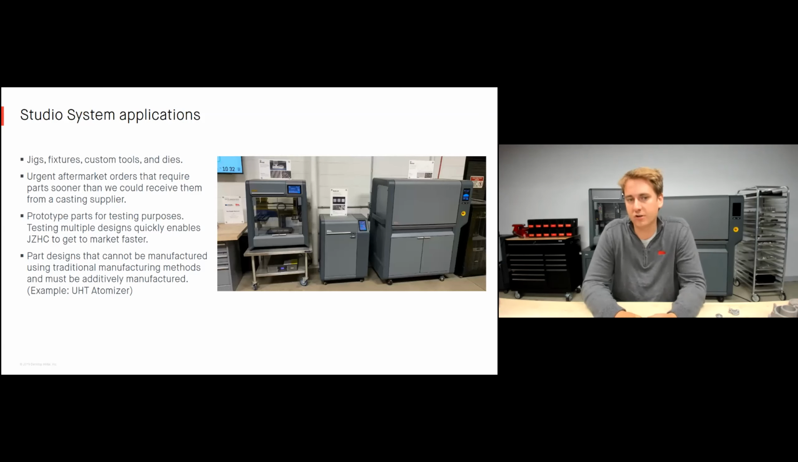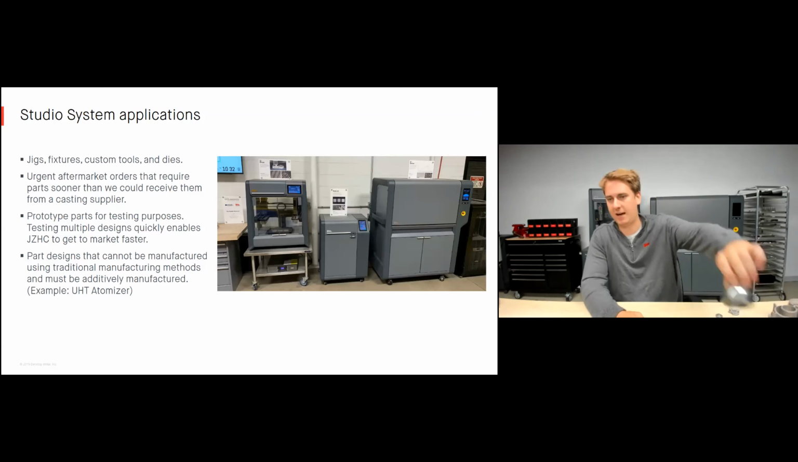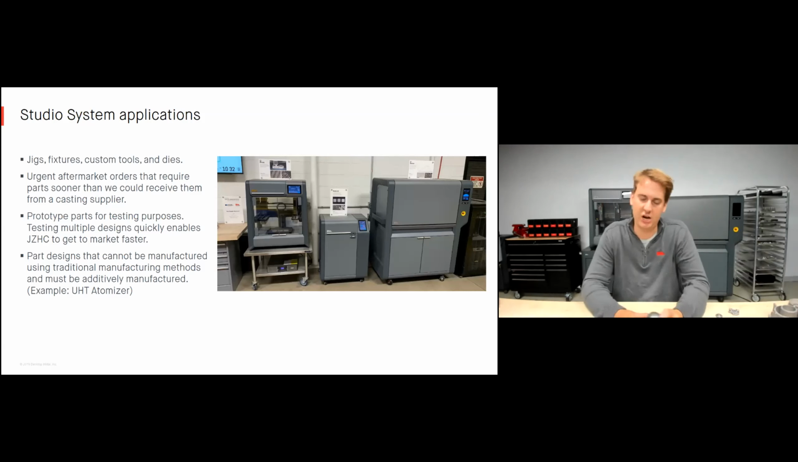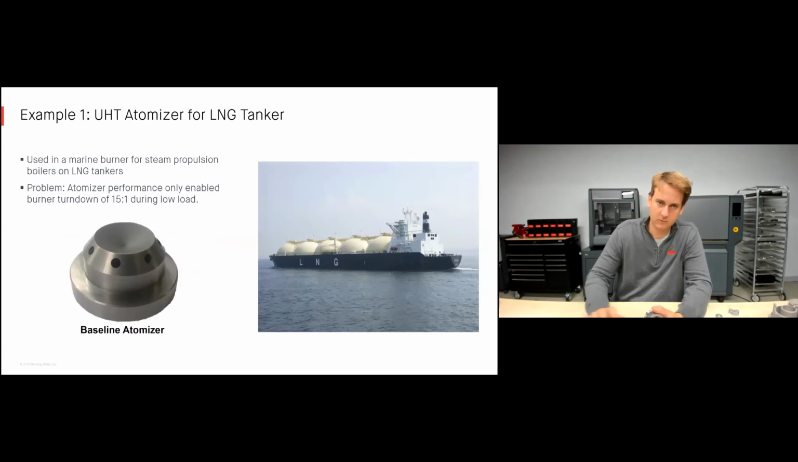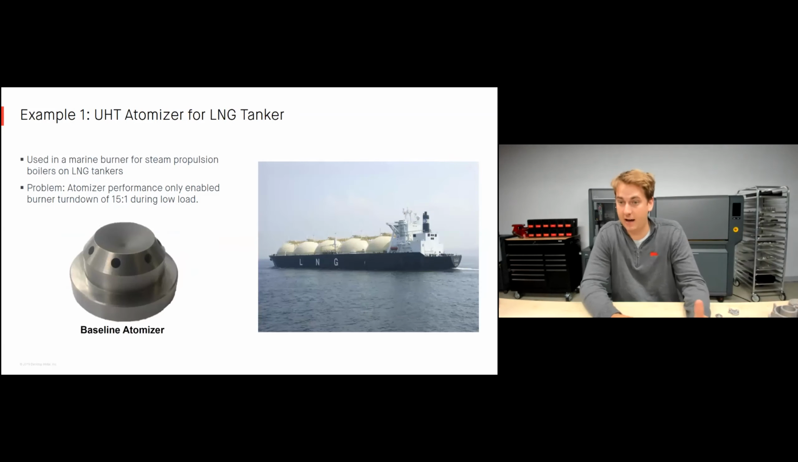Urgent aftermarket orders that require parts sooner than they could receive them from their casting suppliers. They're doing prototyping for testing purposes, to allow them to actually test parts. A lot of these parts are burner components under high heat, so they can prototype these parts and test them in the actual environment. And then they're doing some parts that could not be manufactured with traditional manufacturing methods. We'll talk about this atomizer in a second that features some channels that just couldn't be made any other way than 3D printing. So let's talk about this atomizer now.